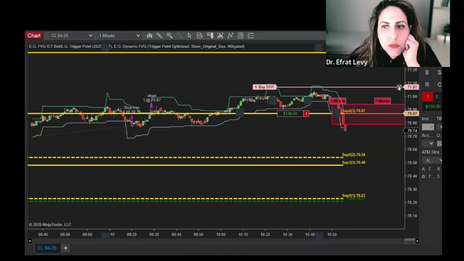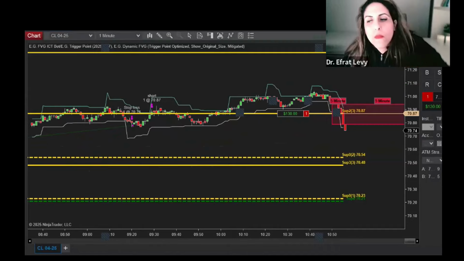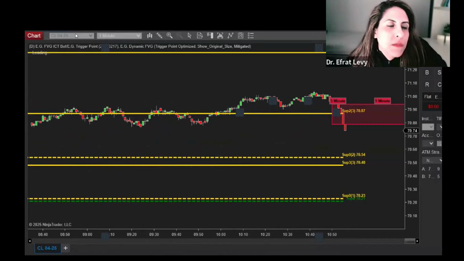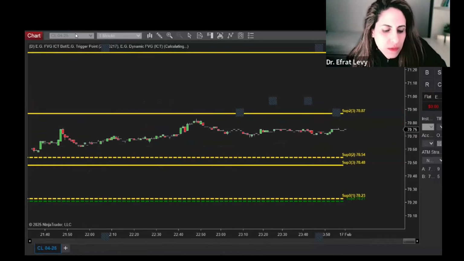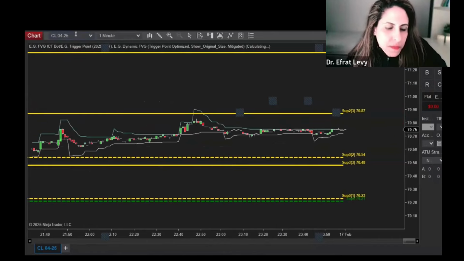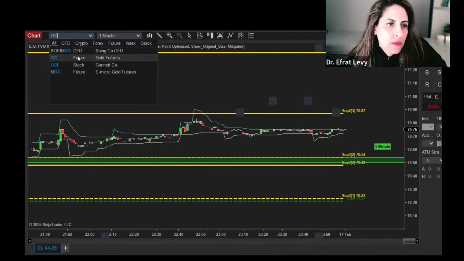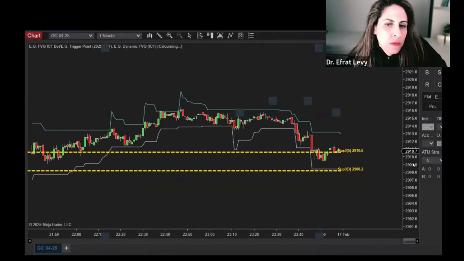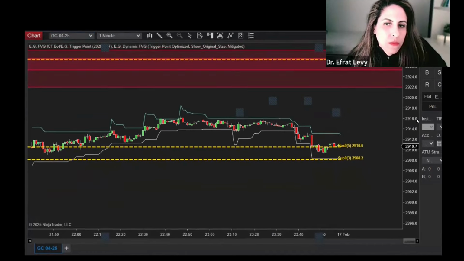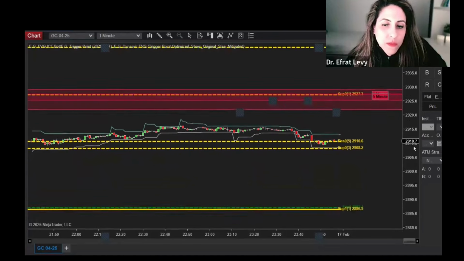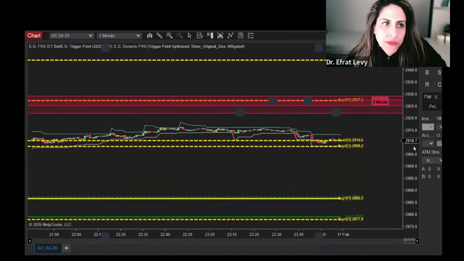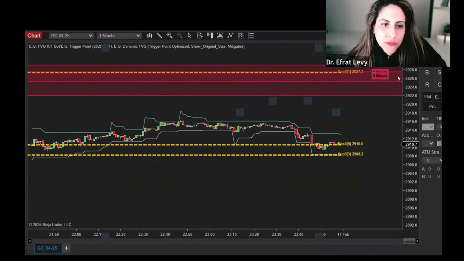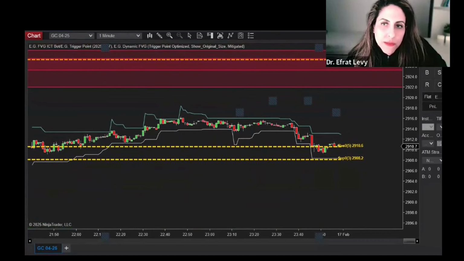Okay, this bot is in green. Now let's check. Did we check gold? I don't think so. Okay, there are no fair value gaps for gold. I'm not sure if the fair value gap bot took trades off the trigger points today, but let's check.